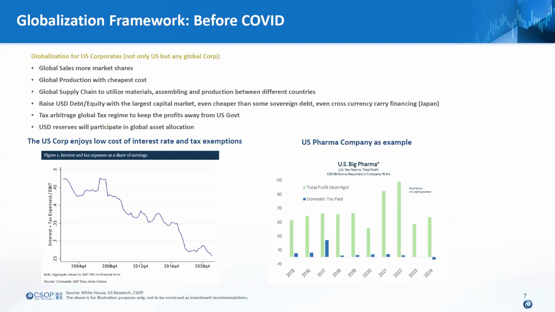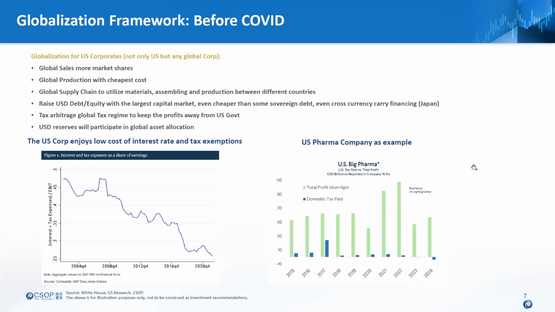government. For example, the US biggest pharmaceutical firms, which means even for US firms, their domestic tax paid is at a minimal level. And from an investment perspective, the dollar reserves earned will in turn participate in the global asset allocation.